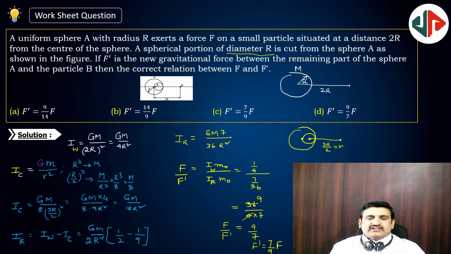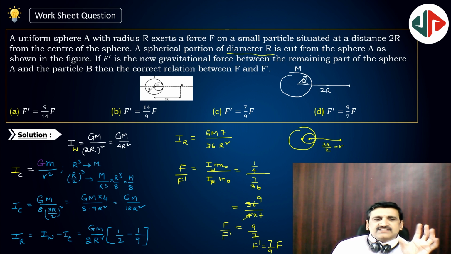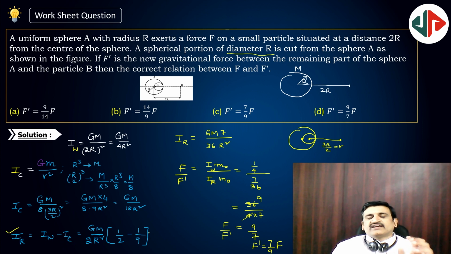Now you can clearly observe, I repeat at a glance. The whole body causes some gravitational field, and thereby a force. The cut portion causes some gravitational field. The remaining portion causes the remaining gravitational field. So the remaining portion's gravitational field is the whole gravitational field minus the cut portion's gravitational field. So on subtraction you will get like this.